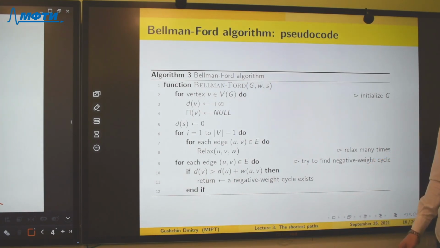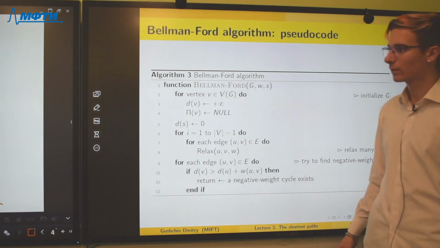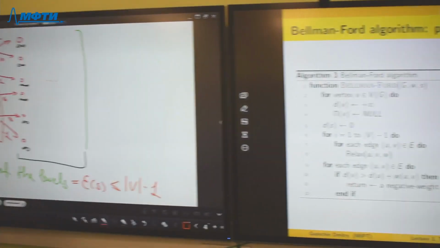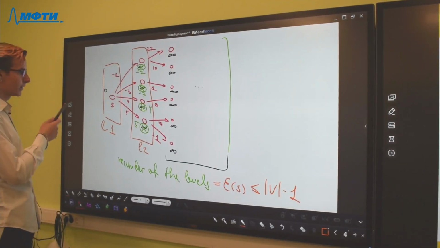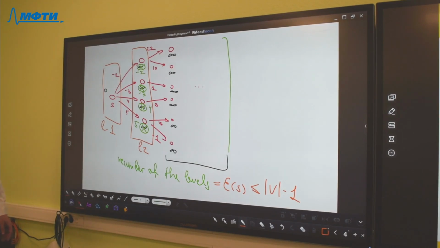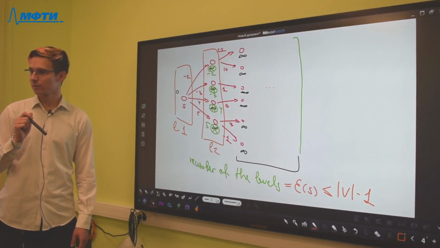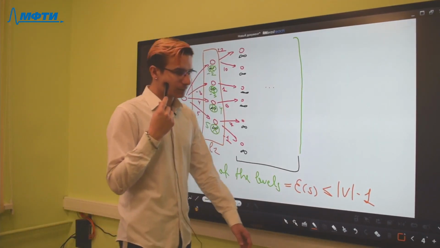So the Bellman-Ford algorithm is interesting because of finding all the distances, of course. But if our graph contains a negative weight cycle, it works too. It finds it. Our algorithm will find the negative weight cycle. Is it understandable? Nice.